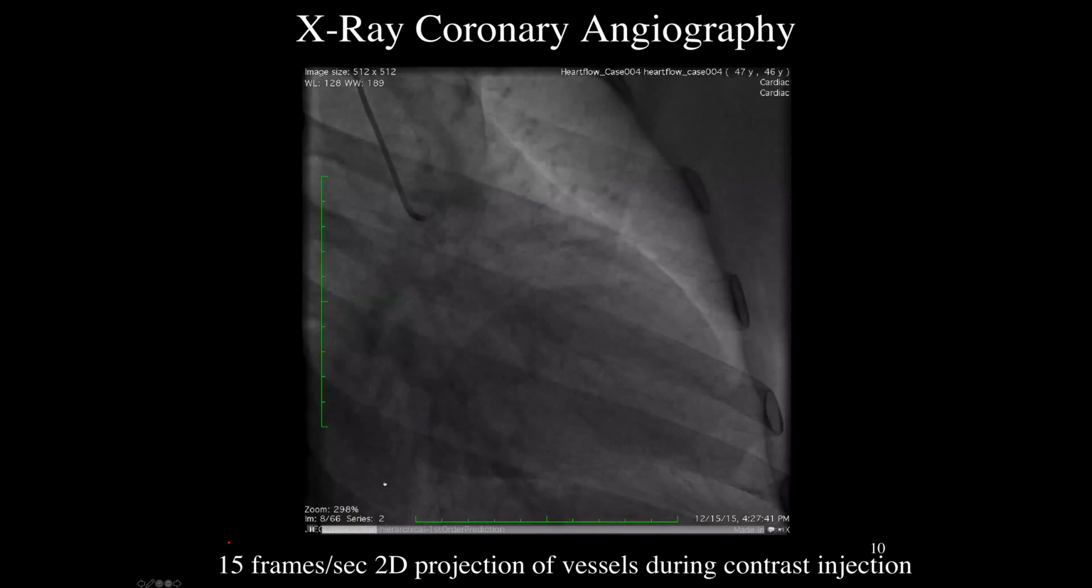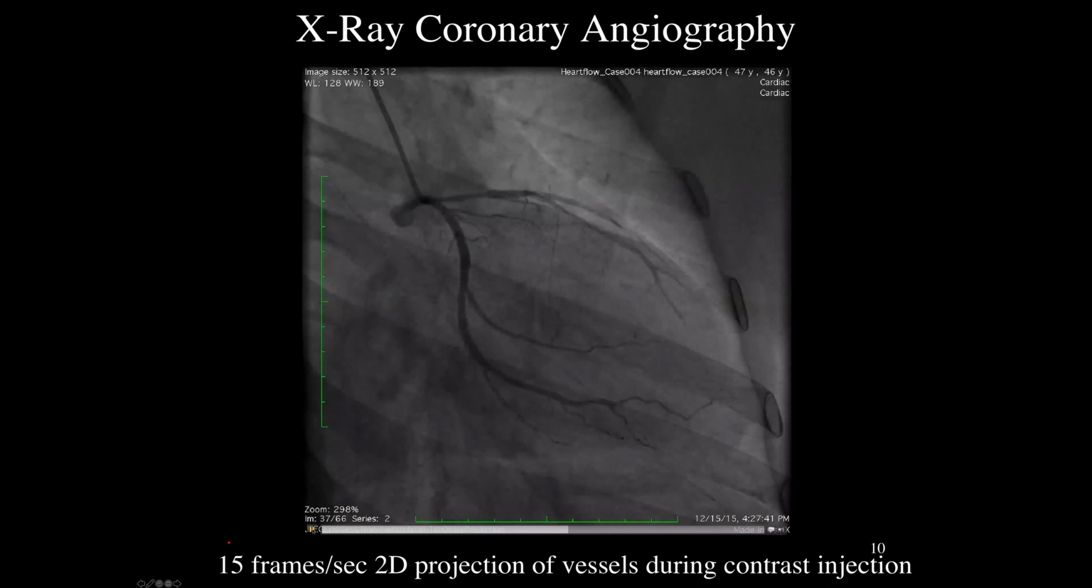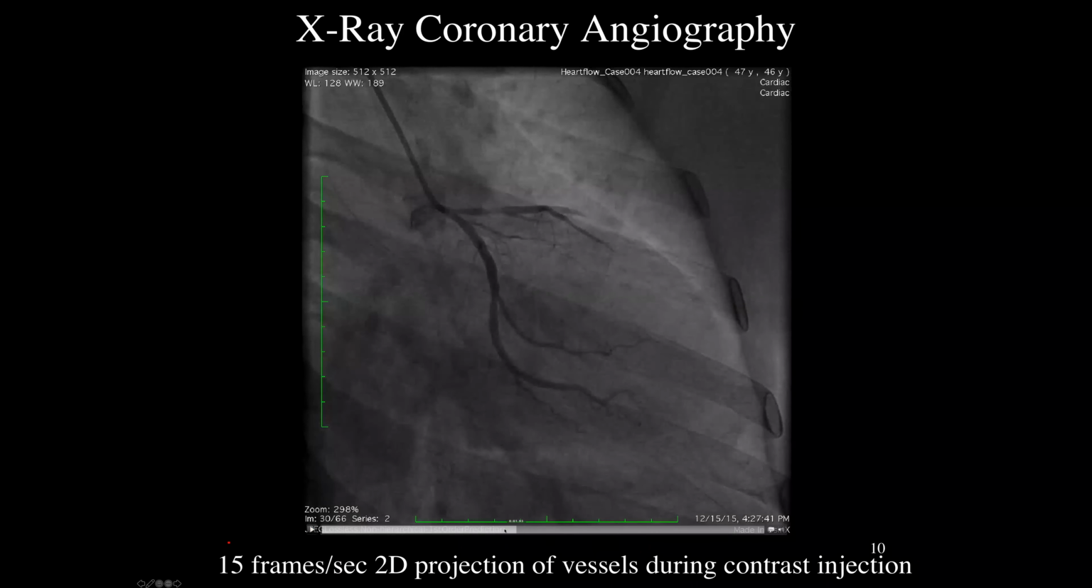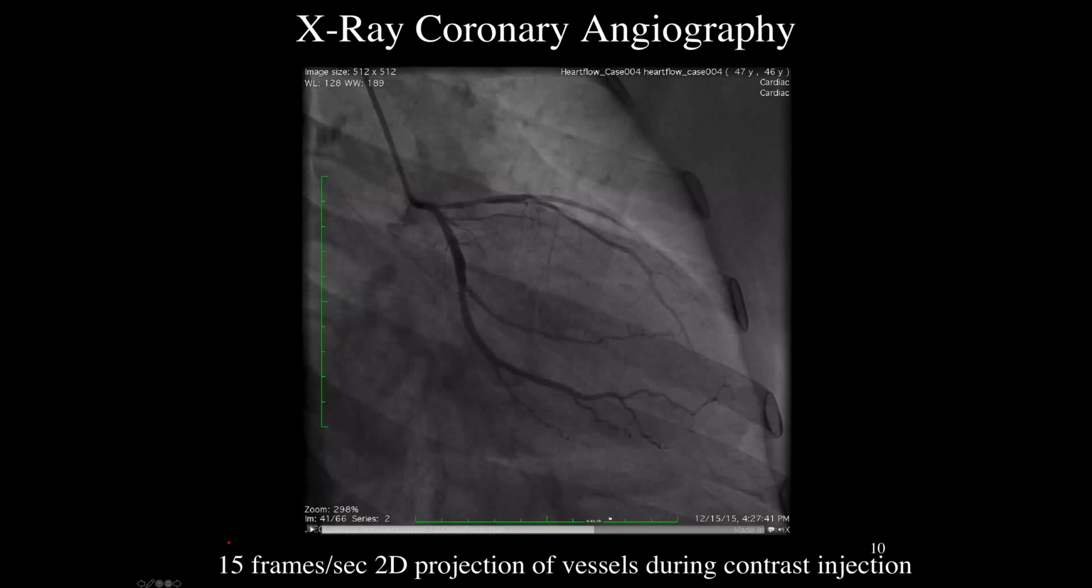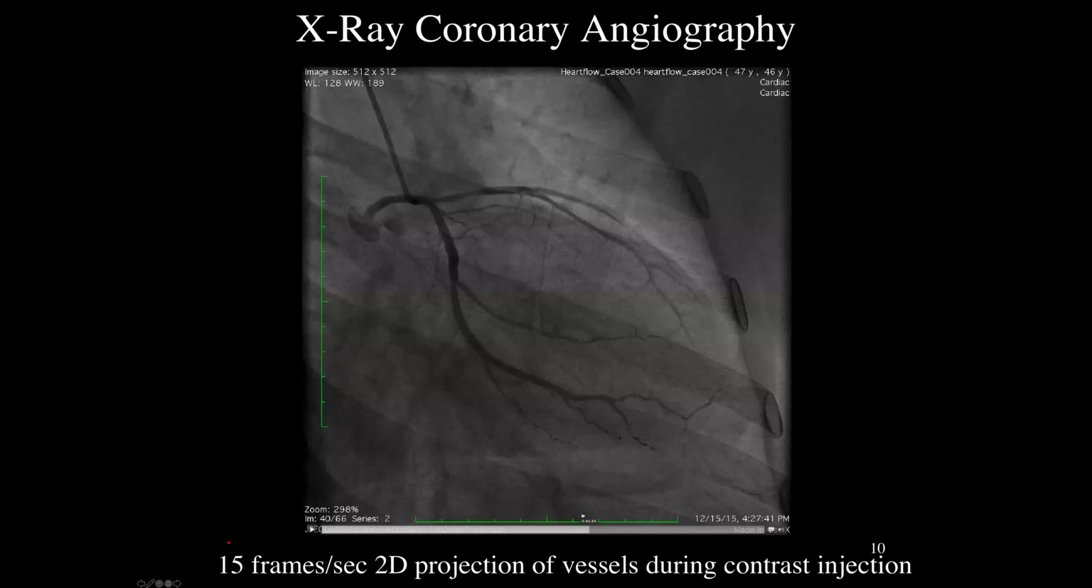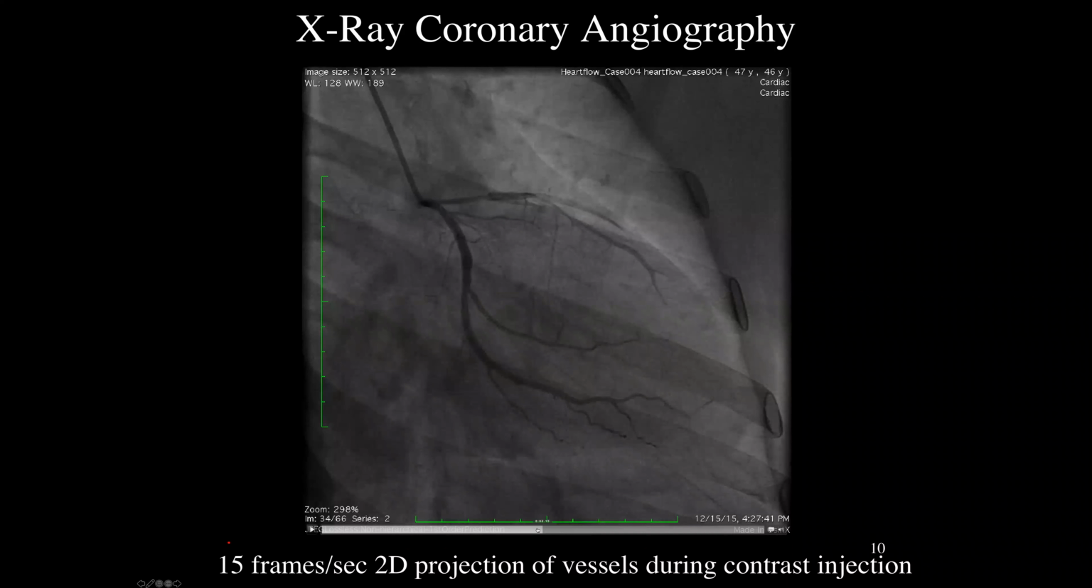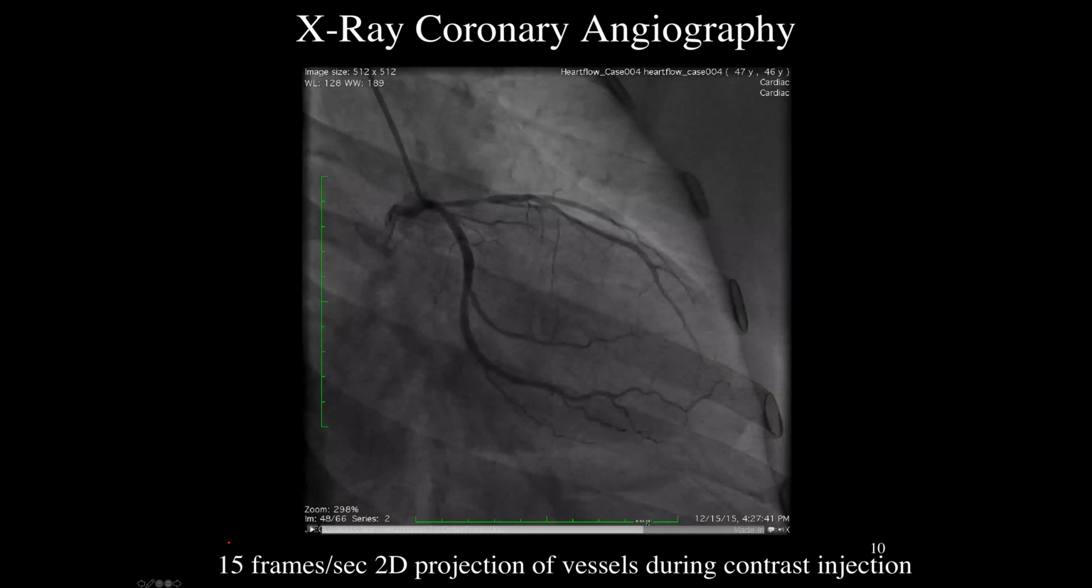One of the problems of this technique, obviously, is that if we zoom around in time, over a couple of heartbeats, you see the contrast going down the vessel. That's really nice. But also, as the heart's moving, things are overlapped and then they're not overlapped, and so you can see that there's a vessel here, but that's actually two vessels, one on top of the other. The one on the bottom is there, right?